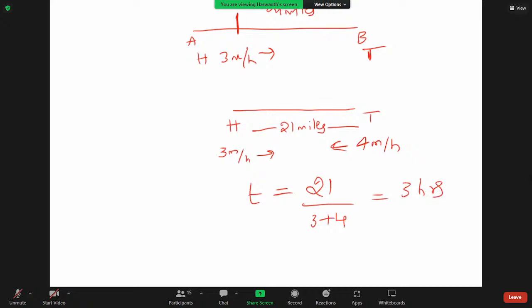And also, he is not asking us after how much time they will meet. He is asking us by the time they meet how much distance is traveled by Tom. Distance is speed into time. His speed is 4 miles per hour and he is walking for 3 hours. We get it as 12 miles.